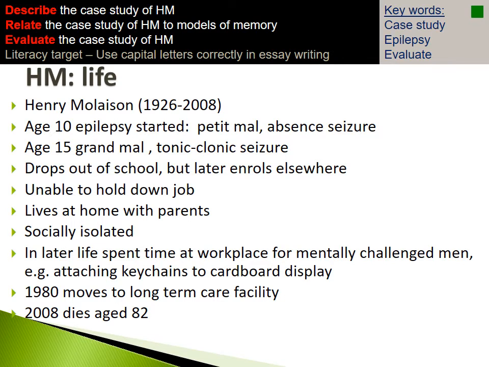So Henry Molaison was born in 1926, and at age 10 he started to show signs of epilepsy. At age 15 he had a full seizure and he dropped out of school but later enrolled somewhere else. He found in his life he was unable to hold down a job. He lived at home with his parents and found himself increasingly socially isolated. After the surgery, he spent the rest of his life in a workplace for mentally challenged men. In 1980, he moved to a long-term care facility and he died at 82 in 2008.